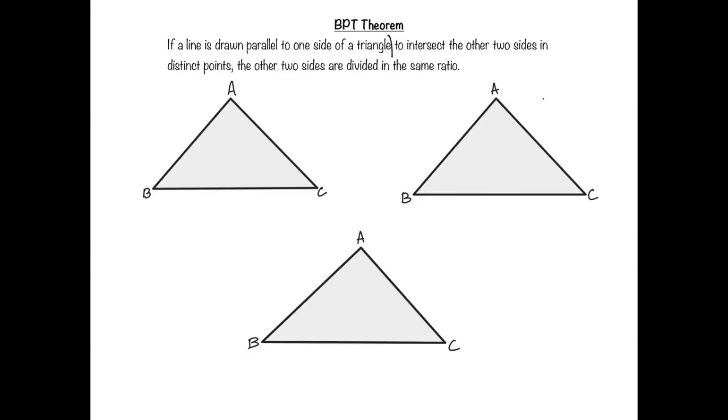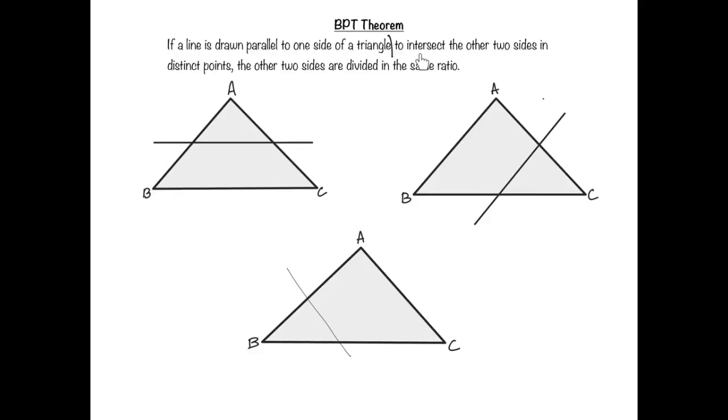As you all know, a triangle has three sides AB, BC and CA, and it's saying if a line is drawn parallel to one side of a triangle, that means I can draw a line parallel to any side of a triangle. For example, I can draw a line parallel to BC like this, or I can draw a line parallel to AB like this, or I can draw a line parallel to AC like this. So, we can draw a line parallel to any side of a triangle. Okay. So, for our better understanding, I will stick with a line drawn parallel to BC. Fine.